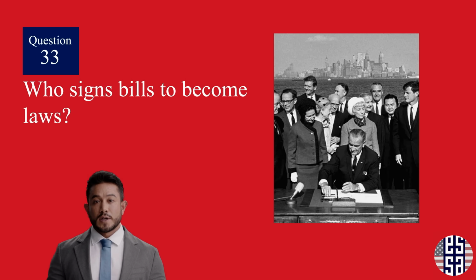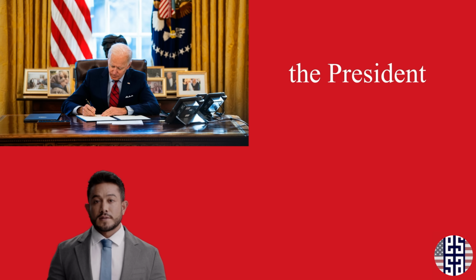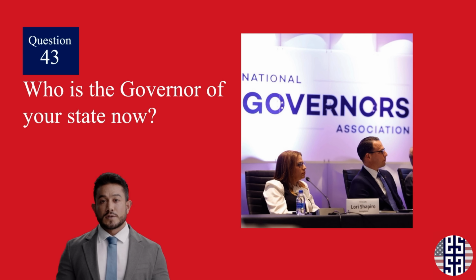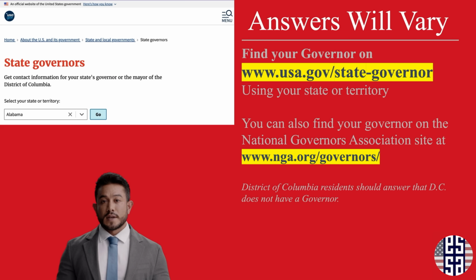Who signs bills to become laws? The President. Who is the governor of your state now? So your governor will depend on where you live. If you go to the link shown here, usa.gov/state-governor, and enter your state or territory that you live in, you can find your governor. You can also find your governor at the link shown from the National Governors Association website. If you live in the District of Columbia, you should just answer that you do not have a governor. Finally, you can always just ask us in the comments and we'll help you out.